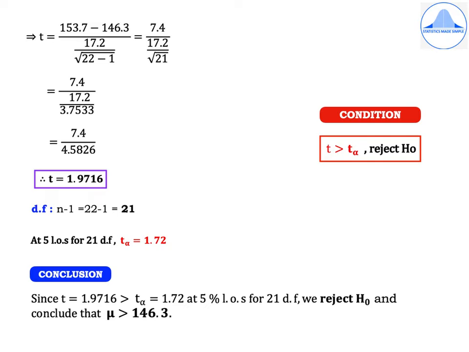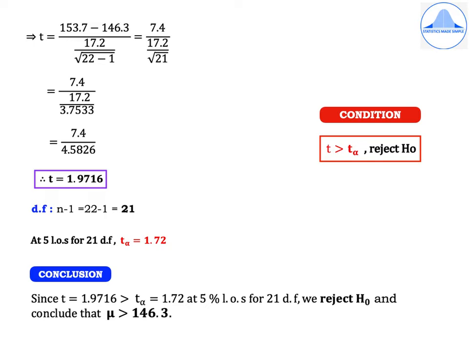So the condition which is used is you have to check if t is greater than t alpha at alpha level of significance for n minus 1 degrees of freedom, then you reject H naught. Here the degrees of freedom is n minus 1, which is equal to 22 minus 1, which is equal to 21. So at 5% level of significance for 21 degrees of freedom in the statistical tables for the t-test, look under one-tailed test 5% level of significance.